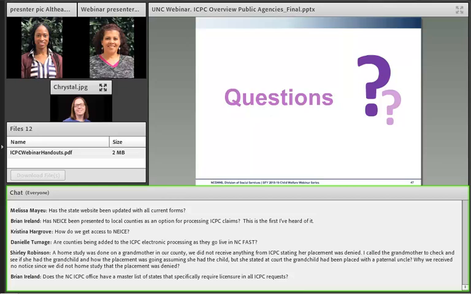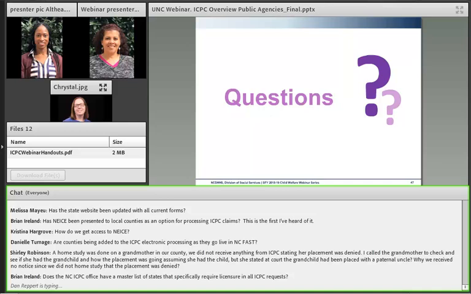So one question that I'll want to go ahead and ask: who determines when a relative placement has to become licensed foster care? Is it based on the receiving state's request or the sending state? So the sending state has the authority to make decisions for that child. And if they've sent us a request for relative care, then that's what we do. But if they've sent us a request for licensure, then we do need to honor that request, regardless of what our policy states about that particular relative.